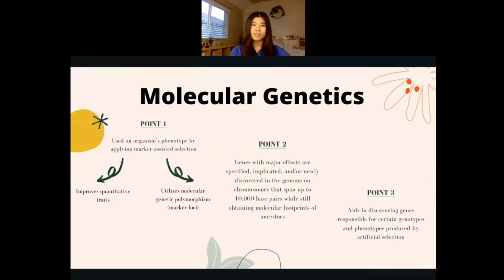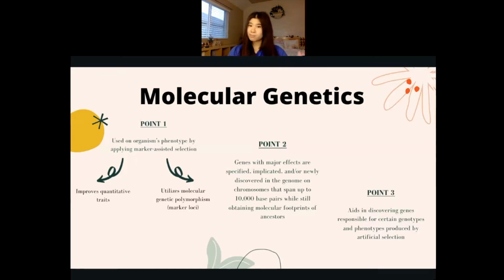So, a little bit of an overview of molecular genetics before we get into the Mendelian genetics and all the examples. Molecular genetics, there's a lot of things that you can learn from this aspect. Of course, with the technologies that we have now, a bunch of genomes and base pairs can be discovered when you artificially select these types of animals, and it's very beneficial when it comes to obtaining molecular footprints of ancestors and to learn a little bit more about their chromosomes and genome expressions.